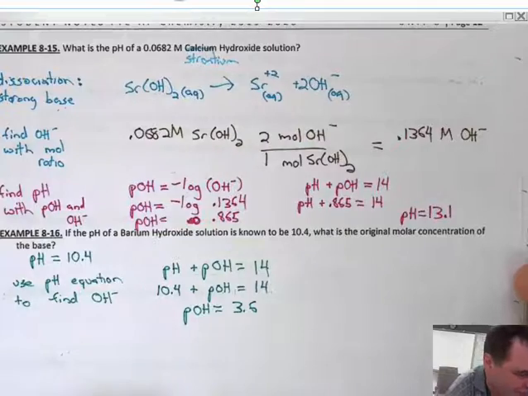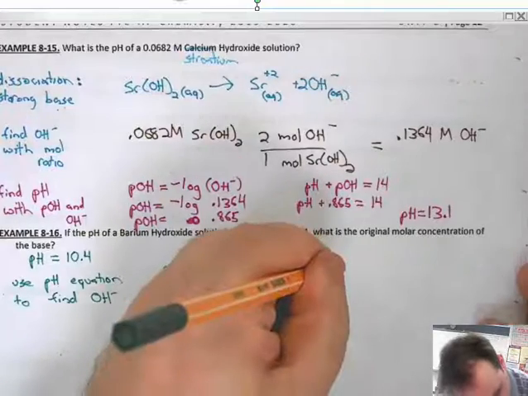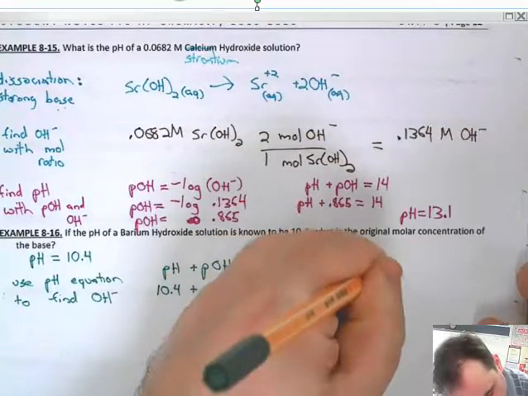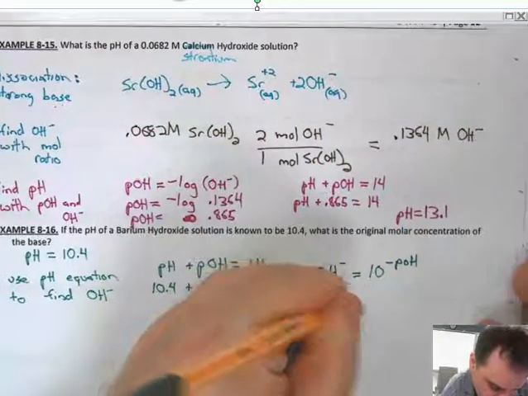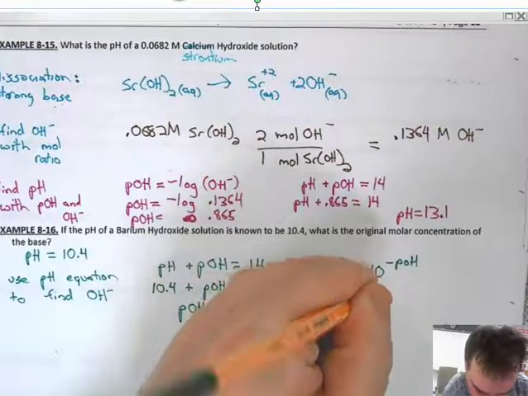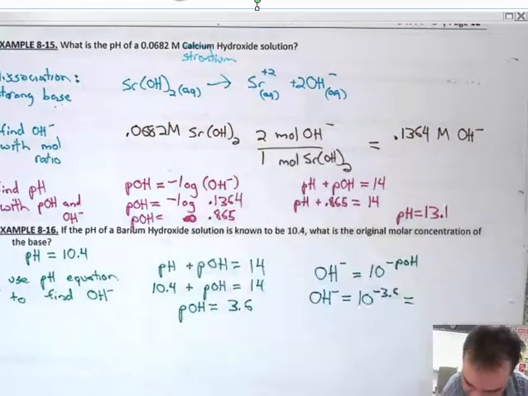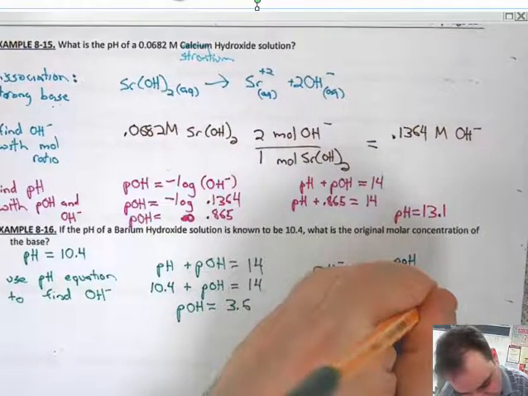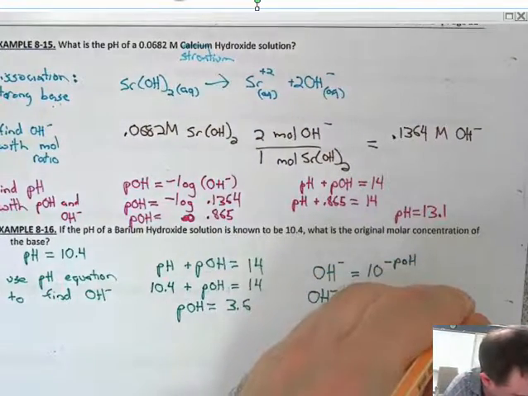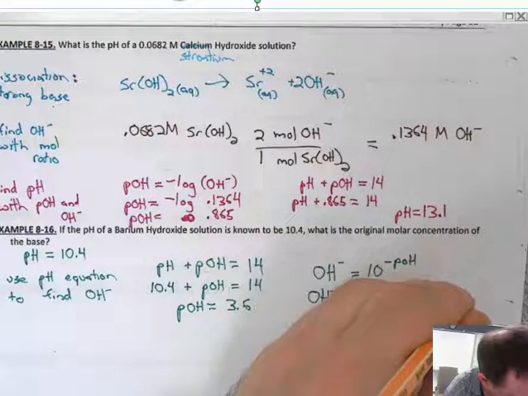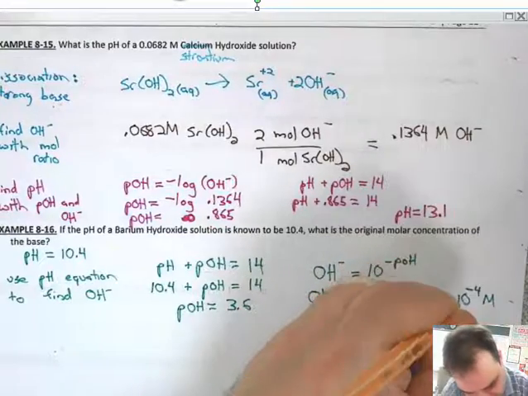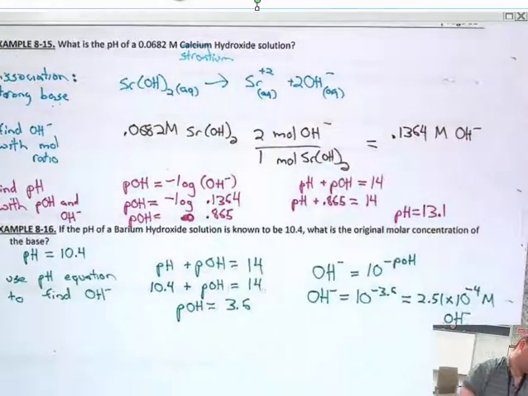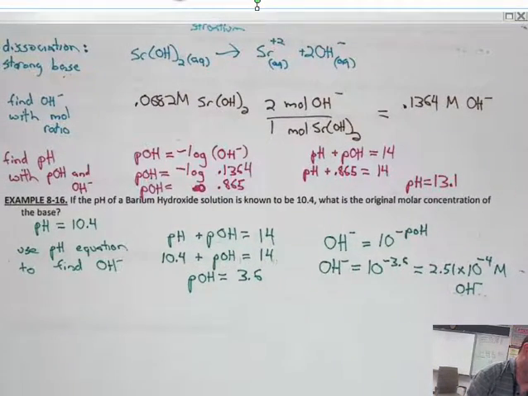But we need the OH minus because we're trying to find the molarity. So we do OH minus is equal to 10 to the negative POH. OH minus is equal to 10 to the negative 3.6, which is equal to 2.51 times 10 to the negative 4th molar OH. This is one of those problems that's the reverse of what we're doing on top.